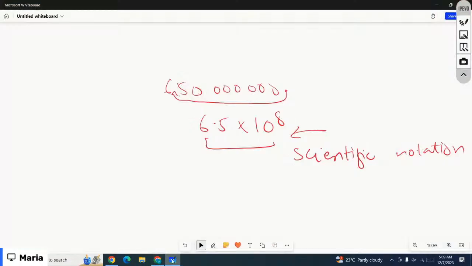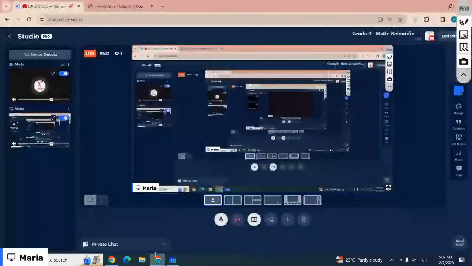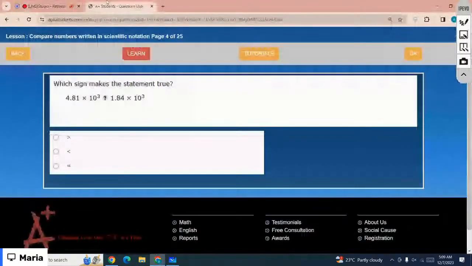Okay, here are the values we are going to compare. They are 4.81 times 10 exponent 3 and 1.84 times 10 exponent 3. So which is the correct option? Yes, the correct option is 4.81 times 10 exponent 3 is greater than 1.84 times 10 exponent 3. The correct option is greater than, right?